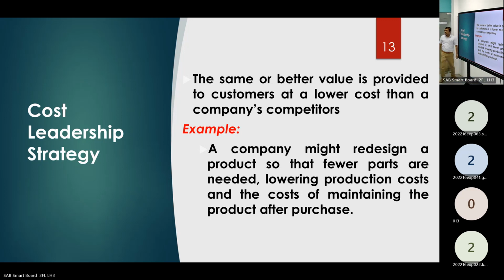How does this happen? What's the result? From your management accounting knowledge, costing knowledge?